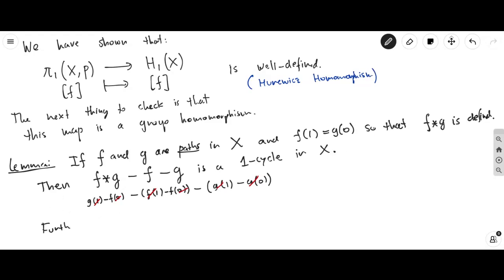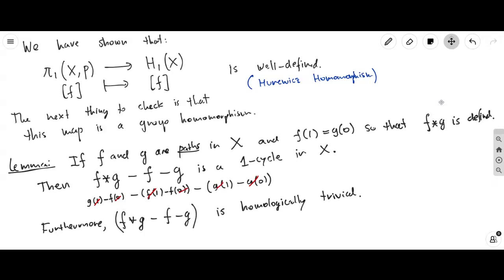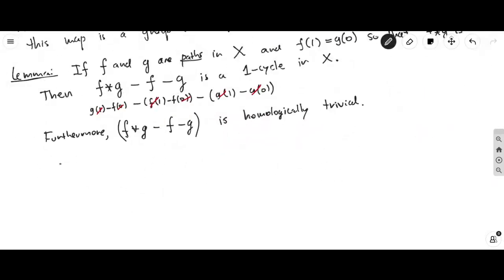But furthermore, this one cycle is homologically trivial. So that means this one cycle happens to be the boundary of a two chain. So in other words, i.e., f juxtaposed g minus f minus g is the boundary of some two chain.